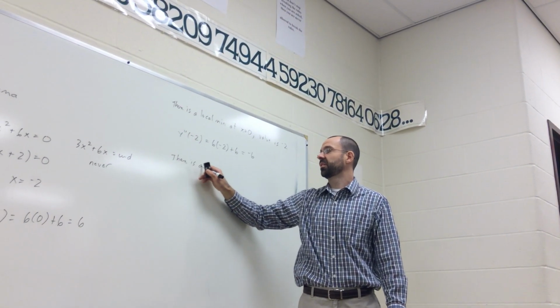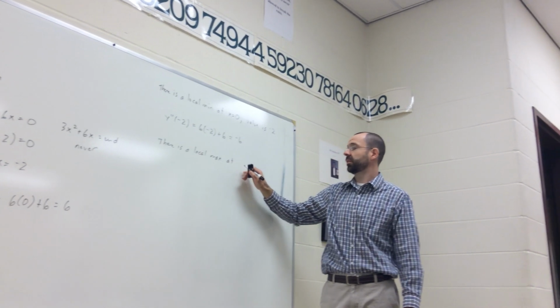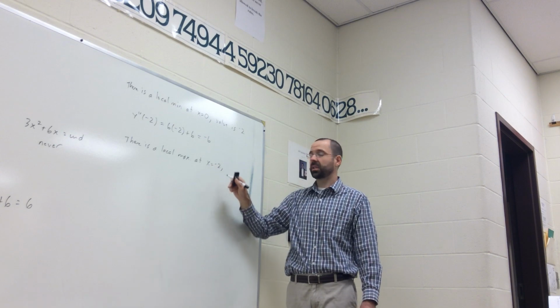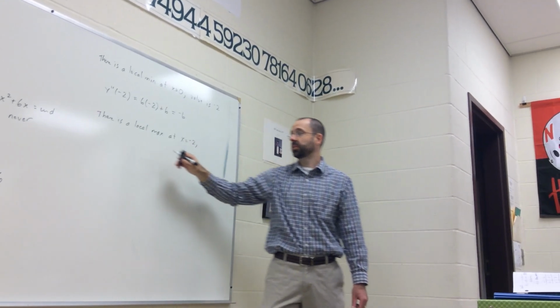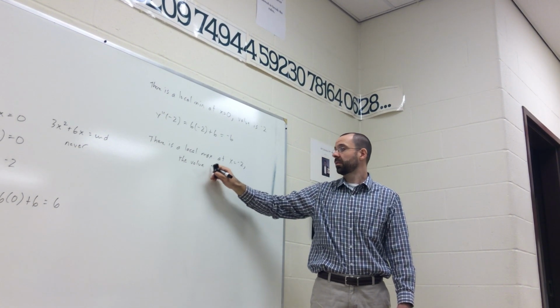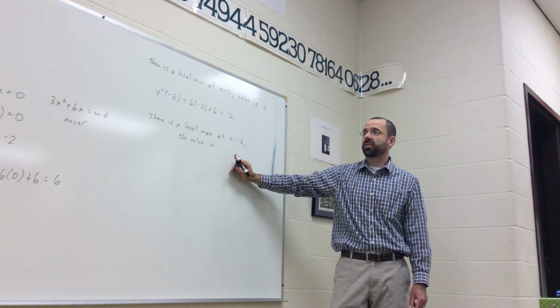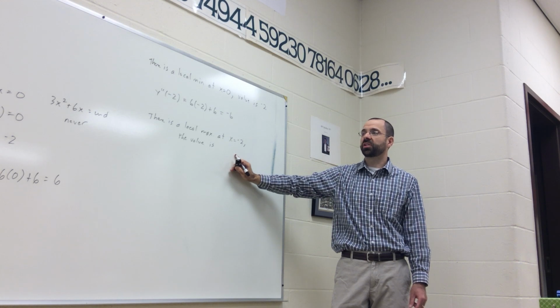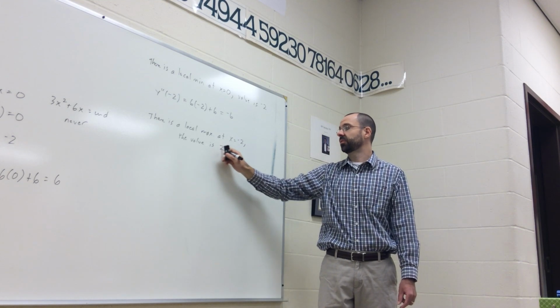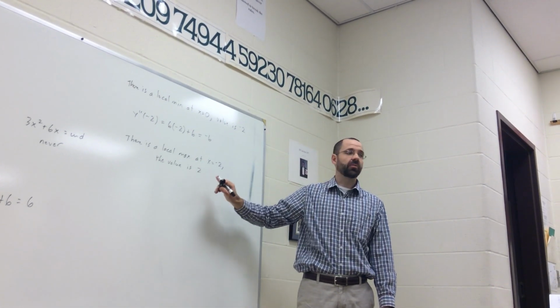There is a local max at x equals negative 2, and the value is, let's see here, negative 2 cubed is negative 8, then negative 2 squared is 4, so we've got negative 8 plus 12, so that's 4 minus 2 is 2, so the value is 2. So I just plugged the negative 2 back into the original to figure out what the value is.